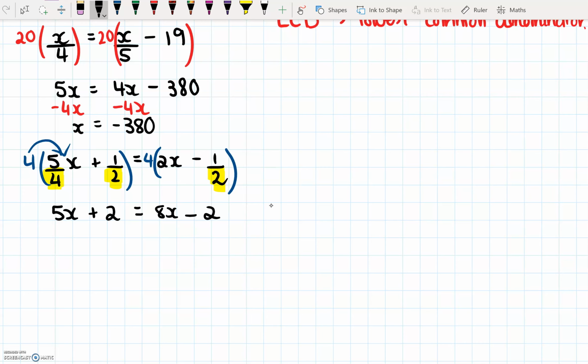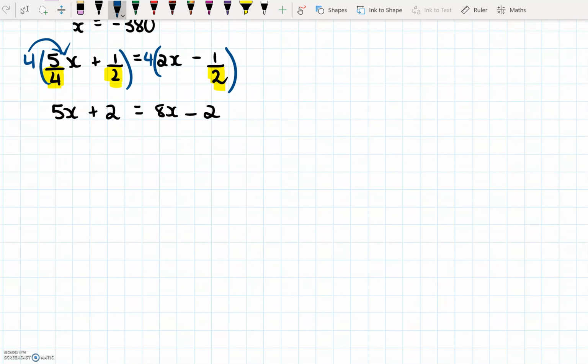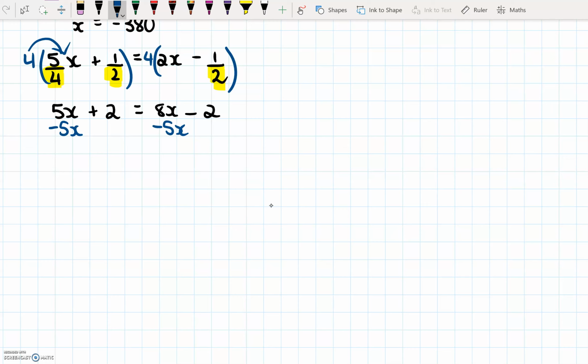Okay. Now here we need to think about what we're going to do. We again have an unknown on both sides. The smallest one's the 5x, so I like to get rid of that first, because then you don't have to work with negatives as much. So 5x minus 5x, that's gone. We have 2 on this side is equal to 8x minus 5x, which is 3x minus 2. Okay. Our next step, we want to get the 3x by itself, so we're going to plus 2 on both sides. So we get 4 is equal to 3x.